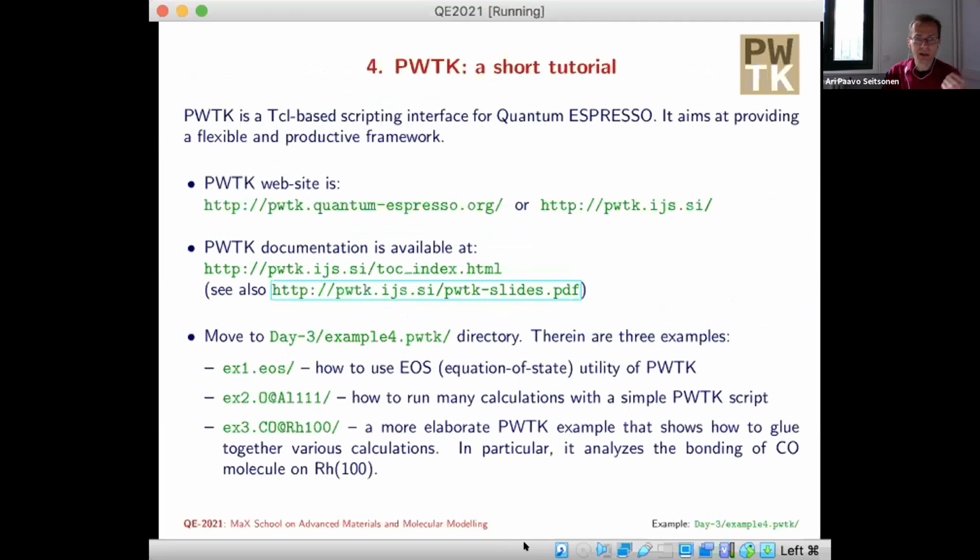Then now we have a short tutorial on PWTK. Thanks a lot to Tone for contributing this wonderful software. And we will use it further also for the more complicated quantities.